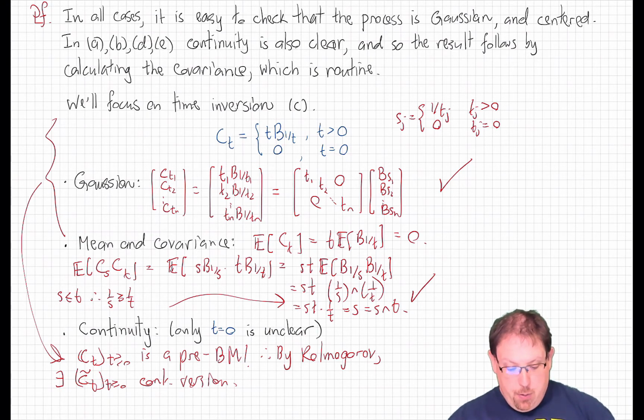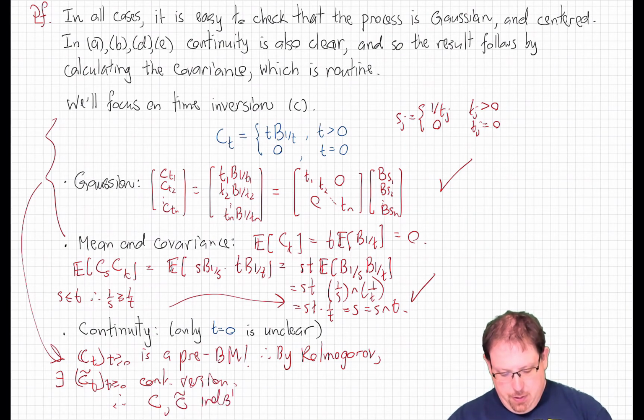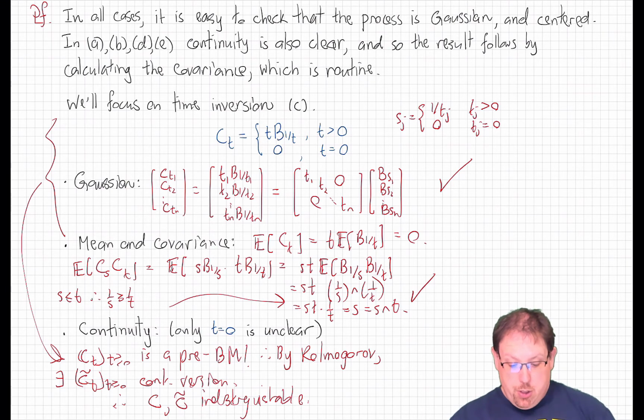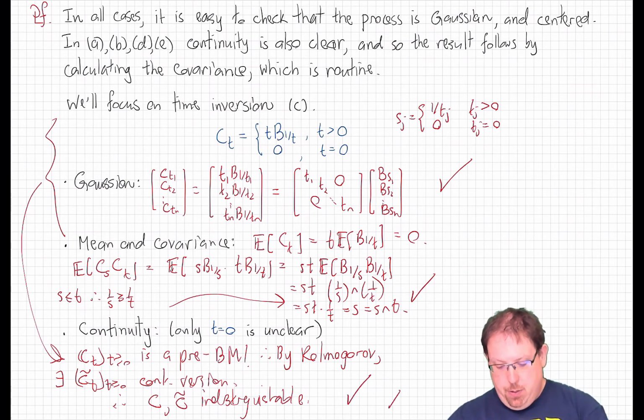And it's a version of Brownian motion which is already known to be continuous everywhere except possibly at time 0. But here's the thing. If I have two processes that are versions of each other, and they're both continuous except at even a countable number of points, then they must be indistinguishable, just because a countable union of measure 0 sets has measure 0. So therefore, C and C tilde are indistinguishable, which means that C is indistinguishable from a Brownian motion. It is Brownian motion, which is what we needed to show.